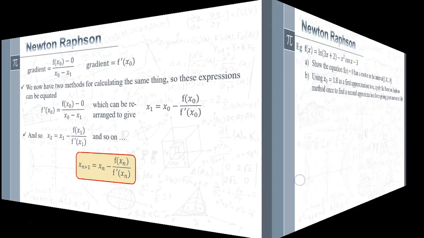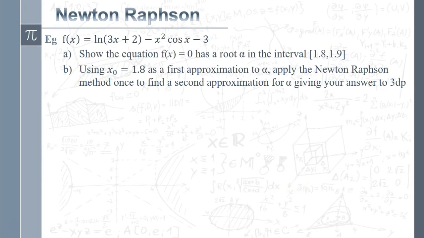So let's have a look at how this would work. We've got a function there, f of x equals ln(3x + 2) minus x squared cos x minus 3. And first of all, we've got to show that it's got a root in the interval 1.8, 1.9. So the way to go about that would be the change of sign method.